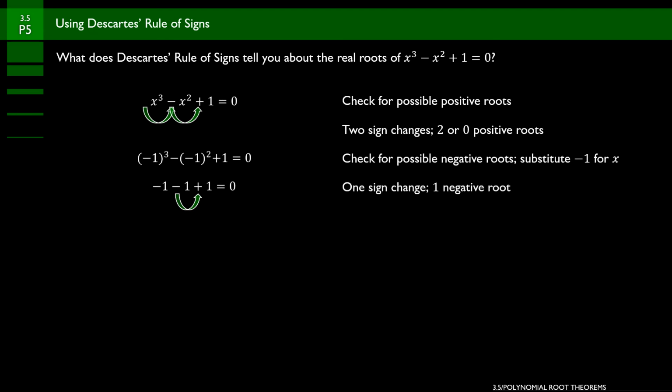So when we get to actually solving this, we would want to start with the negative root because we're pretty sure that we've got at least one.